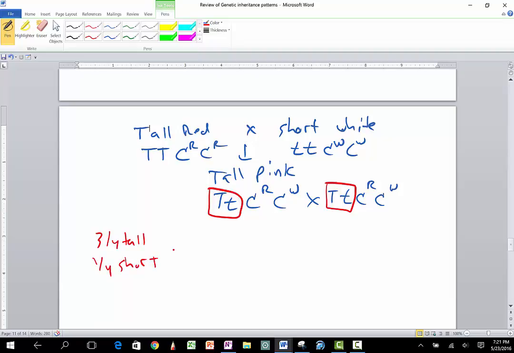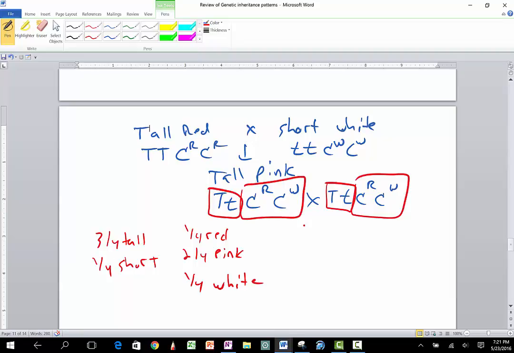Right? Because that's just a regular monohybrid cross. For the other guy, we got 1/4 red, 2/4 pink, because it's incomplete dominance, and 1/4 white. So 1 to 2 to 1 ratio, just thinking about this cross by itself. So what probabilities do we expect altogether? We can get all these different combinations.